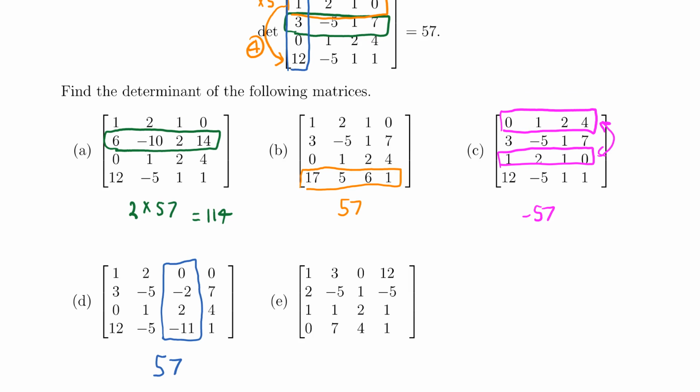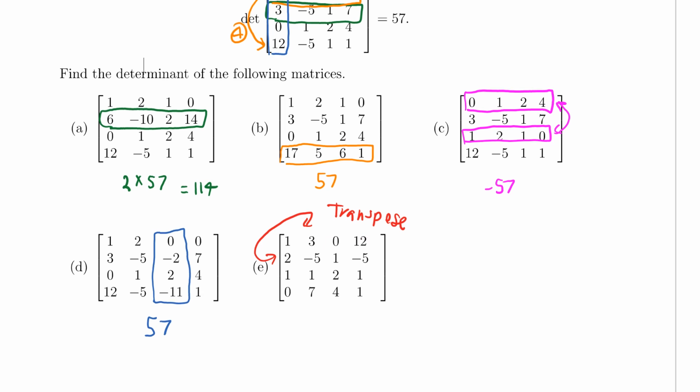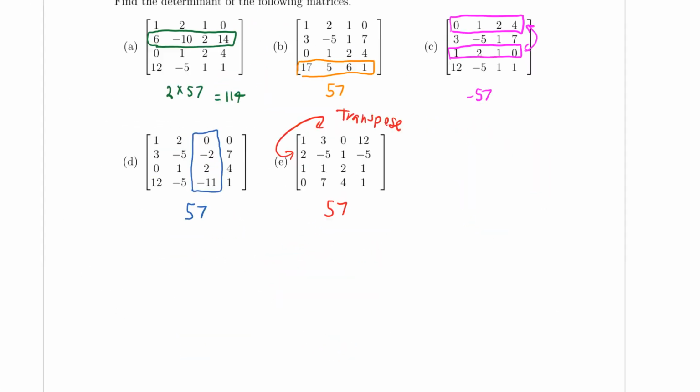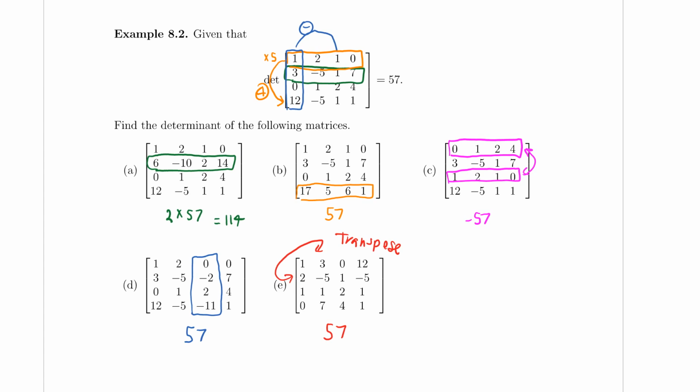Okay, and now we are on the last one. What did I do? This is actually the transpose of the old matrix. If I transpose the old matrix, I change a row into a column, and I change a column into a row. When I transpose a matrix, the determinant will remain unchanged, so the determinant of this one will still be 57. So these are how the standard operations on the matrix affect the determinant.